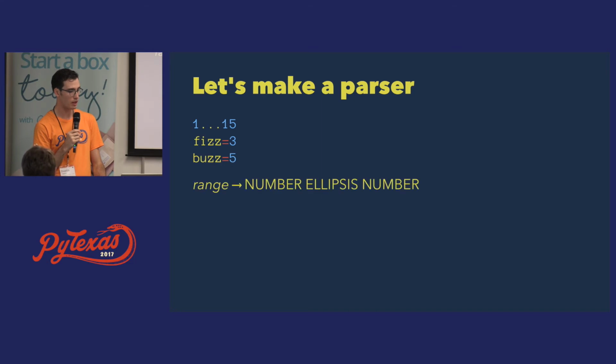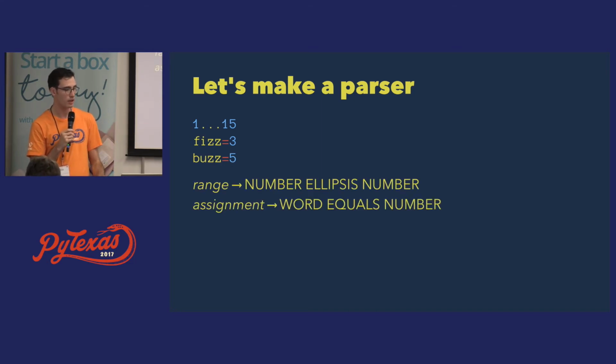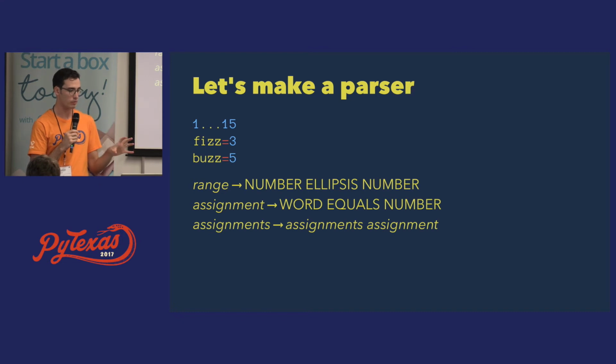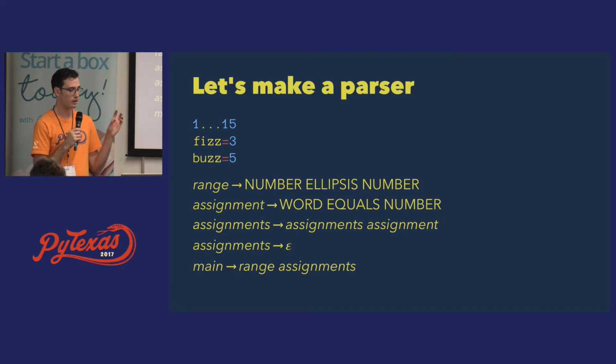So I'm going to say that a range is a number followed by an ellipsis followed by a number. An assignment is a word followed by the equals token followed by the numbers token. Assignments is any number of plural assignments followed by another assignment. And assignments can also just be an empty string, so that's how we can start collecting assignments. And finally, the main is a single range followed by multiple assignments.